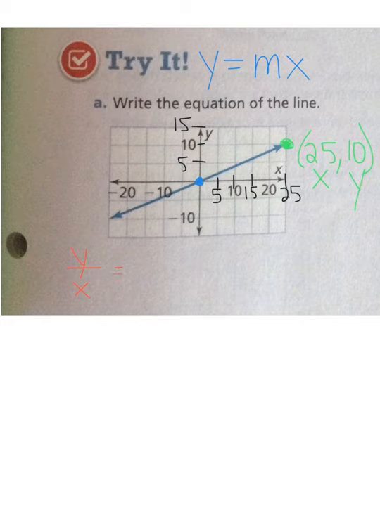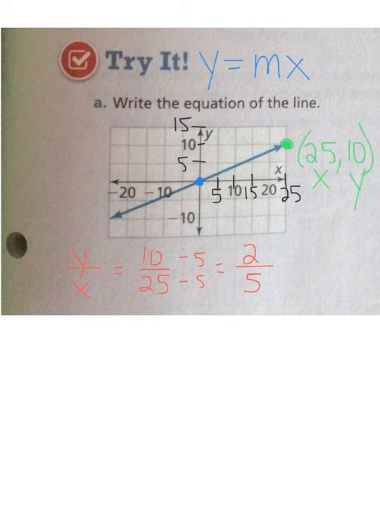What is my y value? My y value is 10. What is my x value? It's 25. You can leave your slope just like that. If you want to simplify and divide the numerator and denominator by 5, you can to get 2/5. But do not change it to a decimal, just leave it right there.